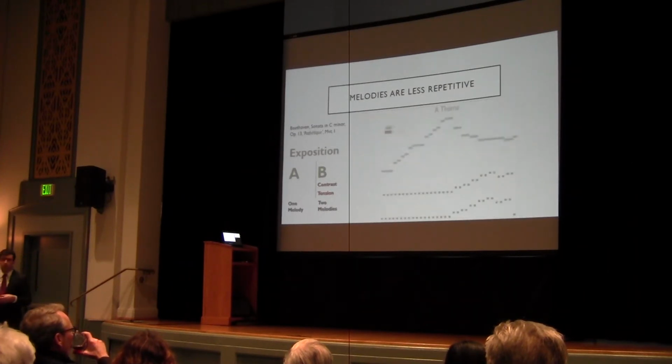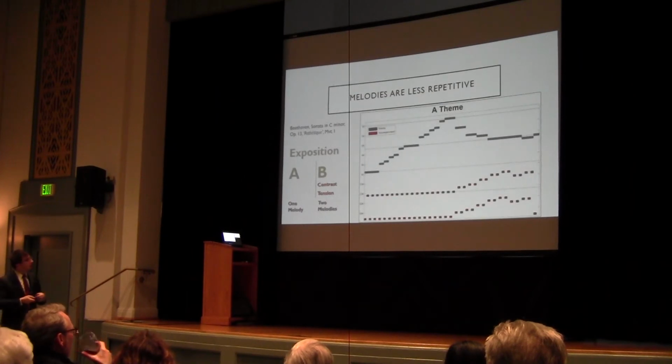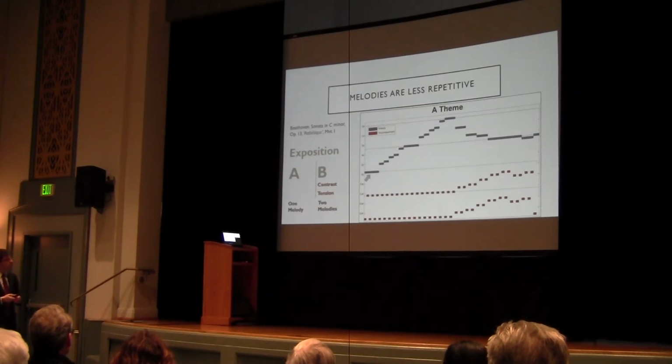We see the same thing in the A theme. The accompaniment is very repetitive, just alternating between two pitches, whereas the melody is a lot less repetitive. So the melodies tend to be less repetitive. That seems to be one of the things that distinguishes them.